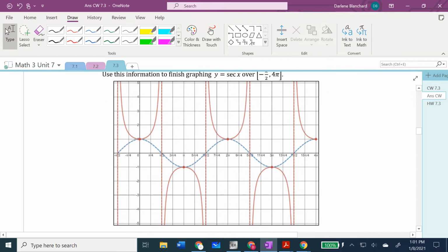So here it is. What you see here, these are the graph of secant. And I've got asymptotes drawn in there. Asymptotes aren't the graph itself, but they are what the graph is heading to.